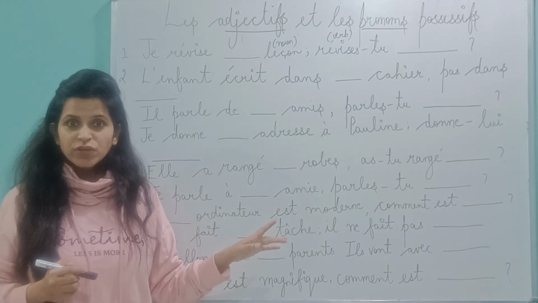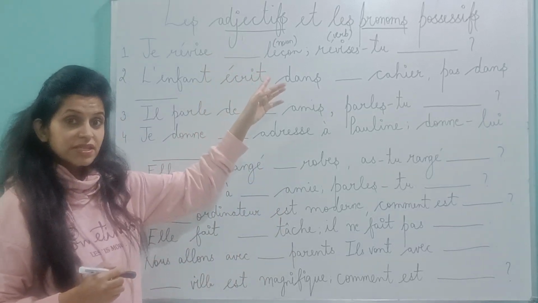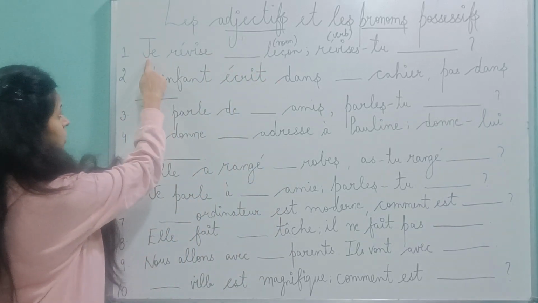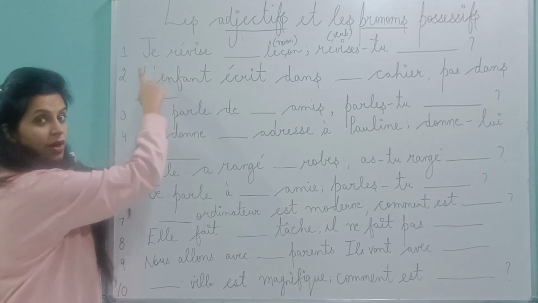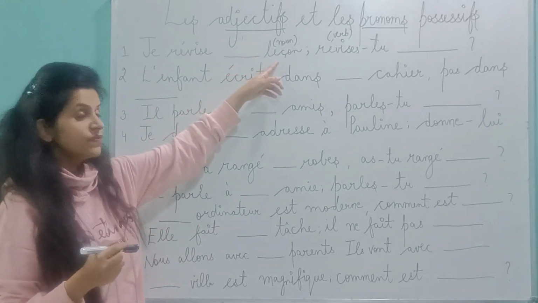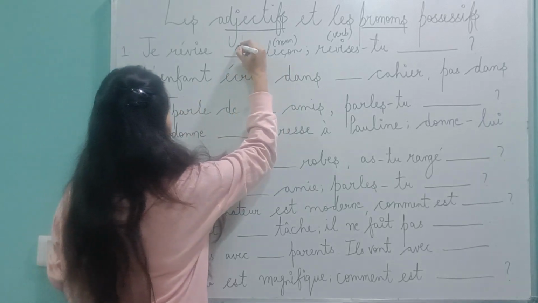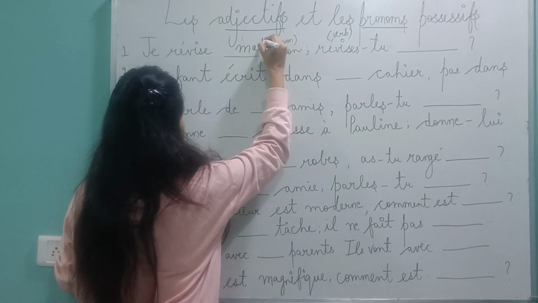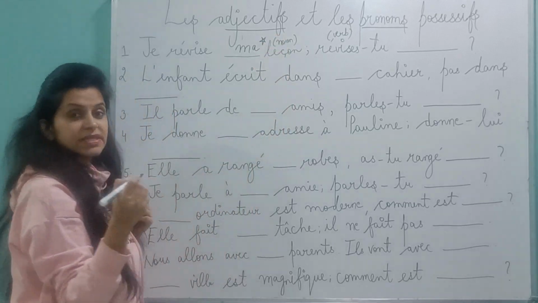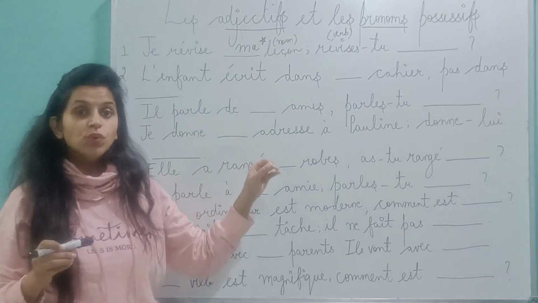So first time when you talk about a noun, we always write adjective. Je révise, je. So what was the line with je? Mon, ma, mes. Now the gender of this word leçon, c'est féminin. So je révise ma leçon. Leçon, I'm just marking a star because it's an exception. Je révise ma leçon.